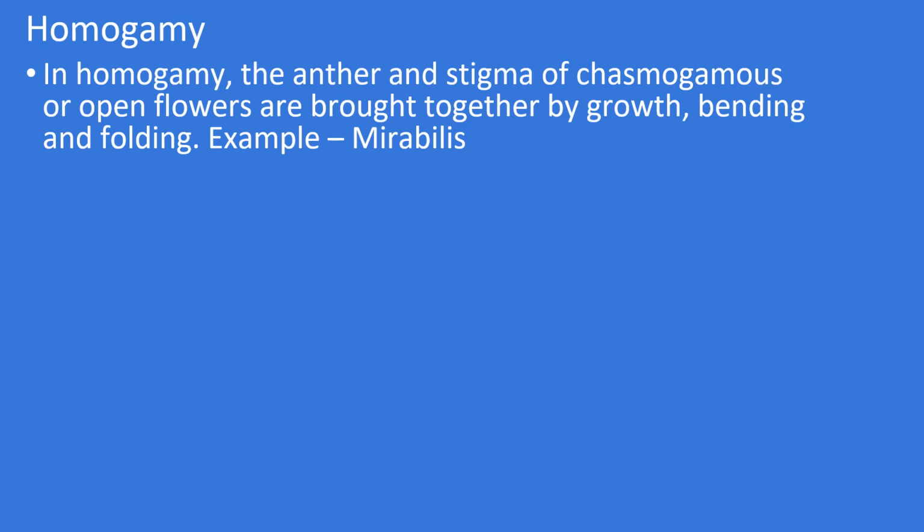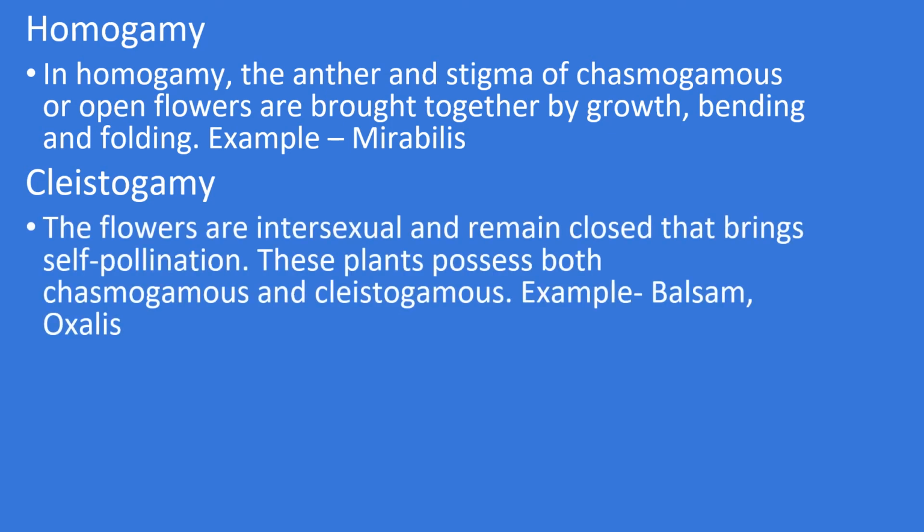Now we are going to discuss homogamy. Here the anther and stigma of a chasmogamous or open flower. It means the flower is open, and with this opening the male and female parts come close together with the help of growth, maybe bending or folding, and when they come close to each other, they fuse, and of course self-pollination occurs. Example is Mirabilis.